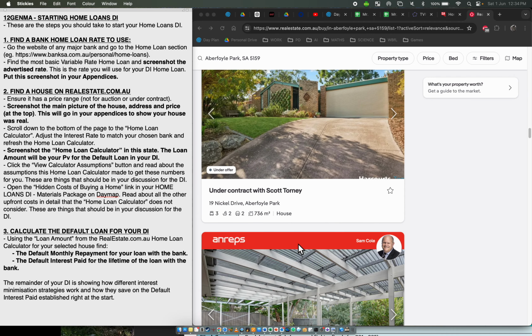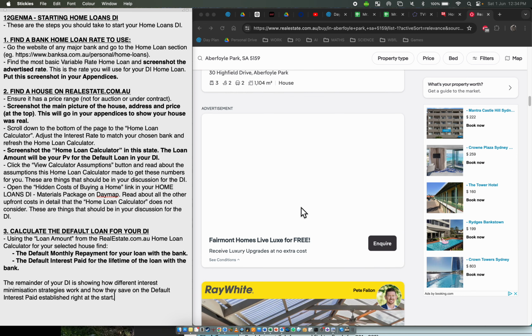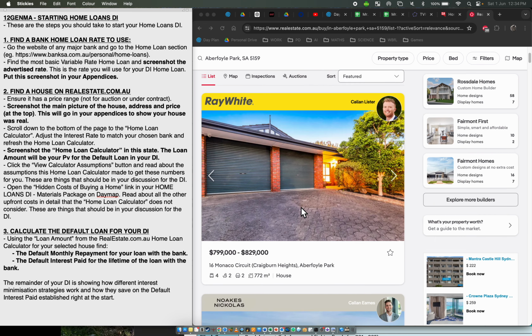So you can see auction there. Okay, you don't want those. You just want a number with a house with a range. So I'll do this one.